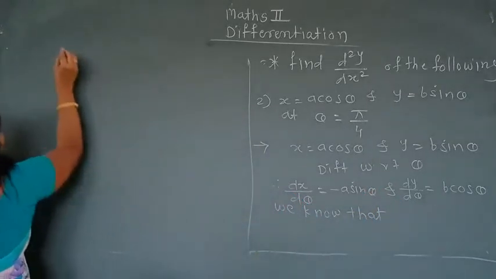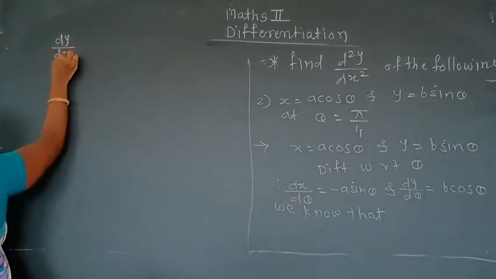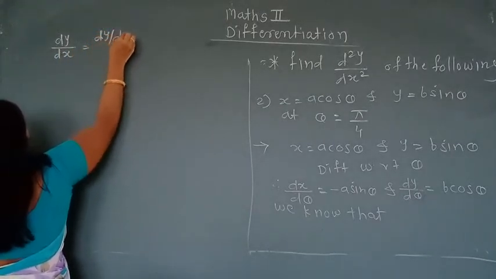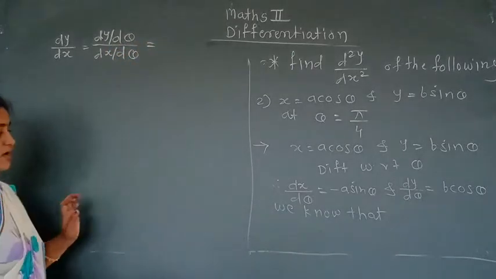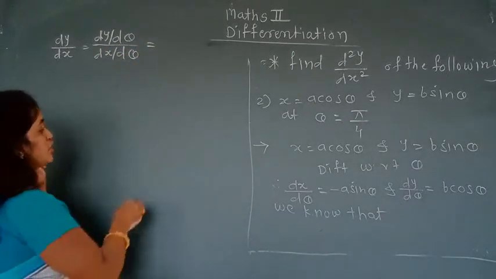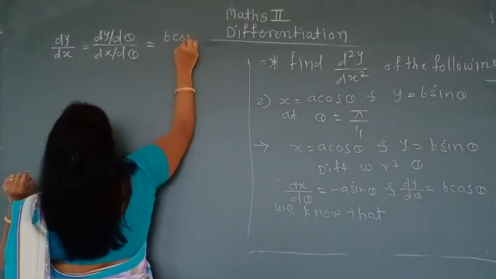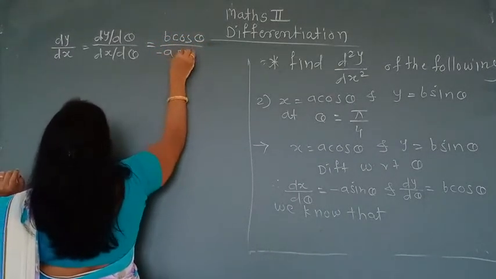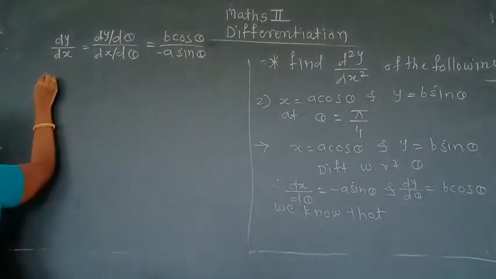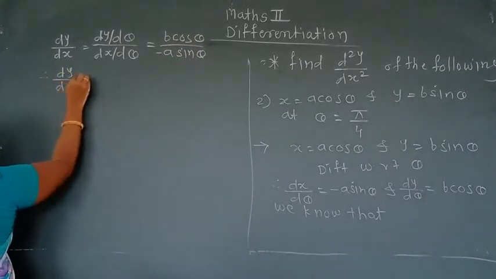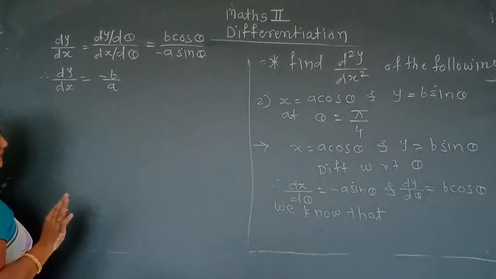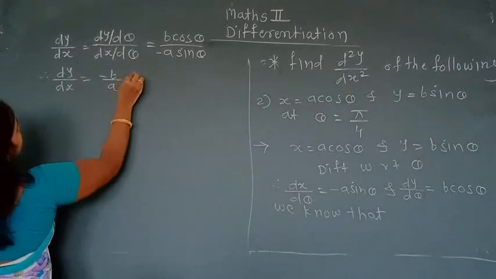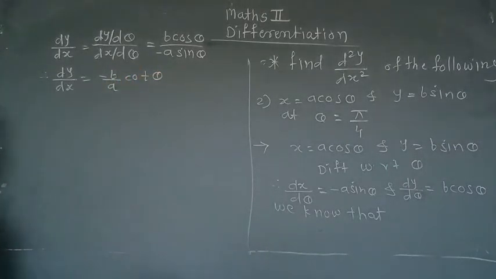Now we know that dy by dx is equal to dy by d theta divided by dx by d theta. So substituting dy by d theta here, b cos theta divided by minus a sin theta. So we get the derivative of y with respect to x is equal to minus b upon a multiplied by cos theta upon sin theta, which is cot theta. Okay, so this is the first order derivative. I want the second order derivative.